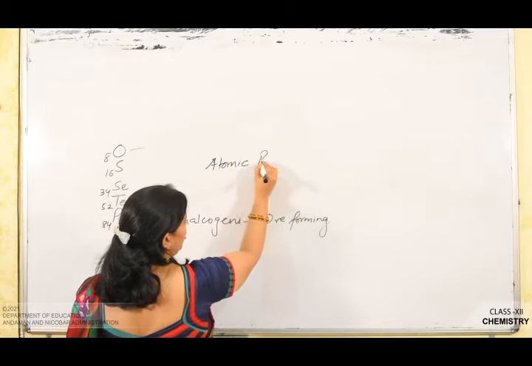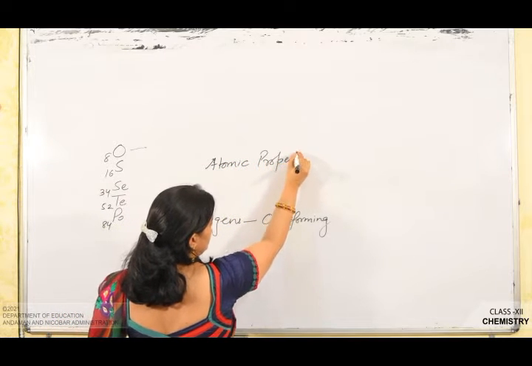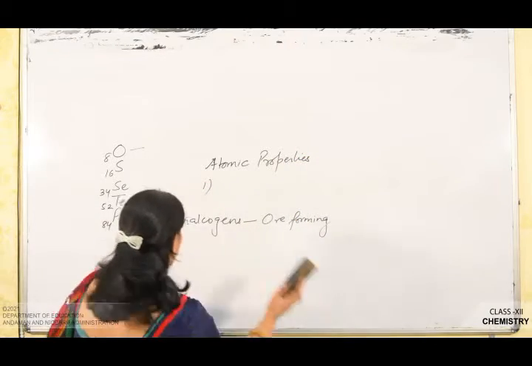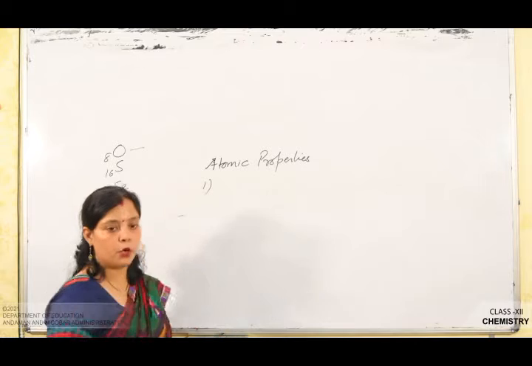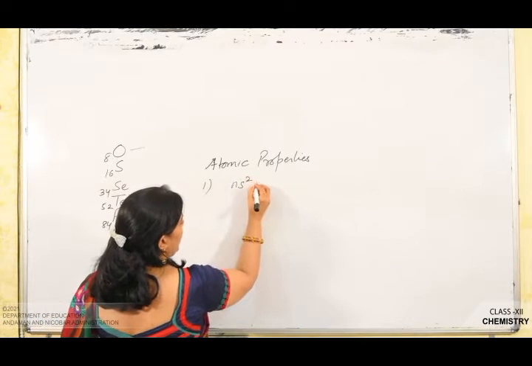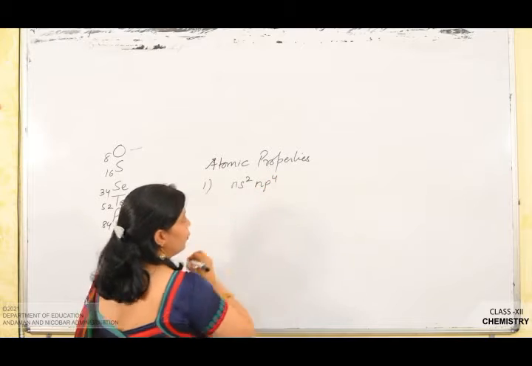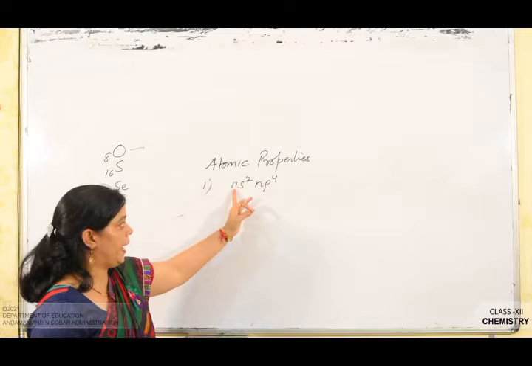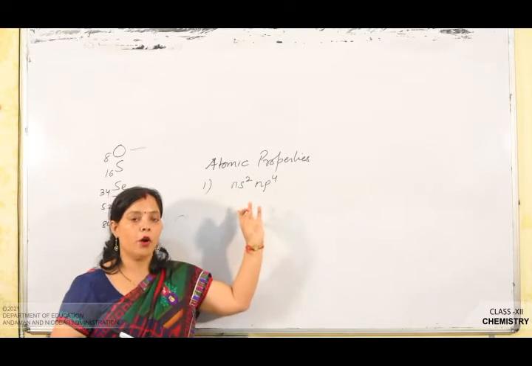After that, children, the atomic properties of the group 16 elements. So what are the important atomic properties in this? The first is electronic configuration. Basically the group 16 elements have the valence electronic configuration ns2np4. Okay, so this is the valence electronic configuration. Here n is the number of shells.